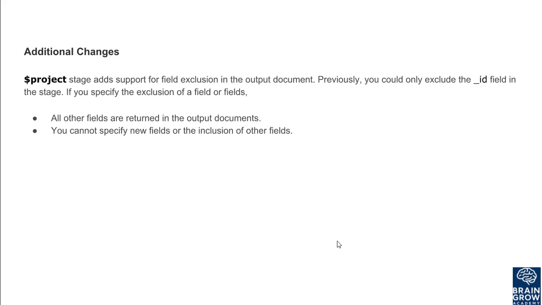The next is additional changes. So the $project stage adds support for field exclusion in the output document. Earlier when we were querying or projecting a collection, we could only exclude the _id field in the stage, but now we can exclude a field or fields. We can have many fields excluded from the search results. Okay, so this is the new thing that we'll see in detail with an example.